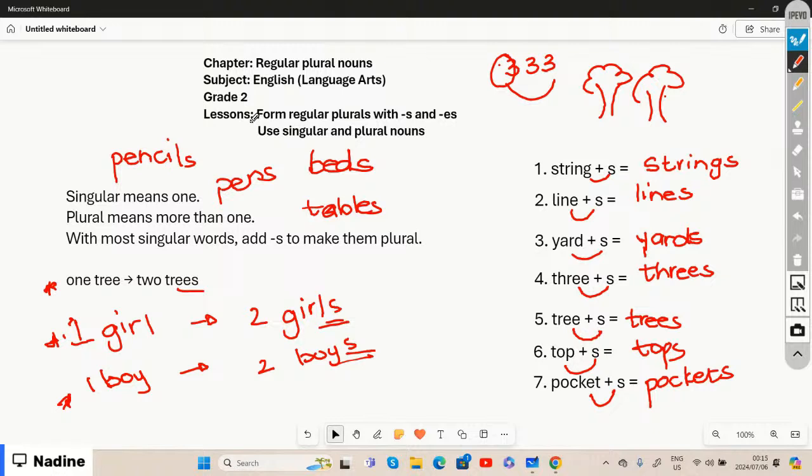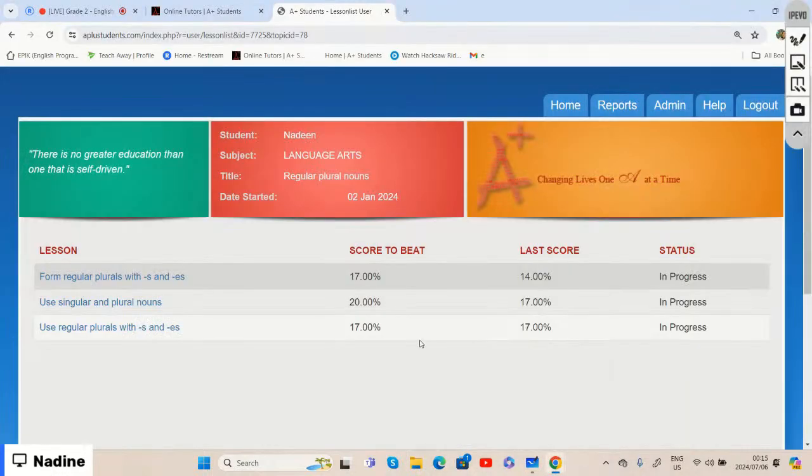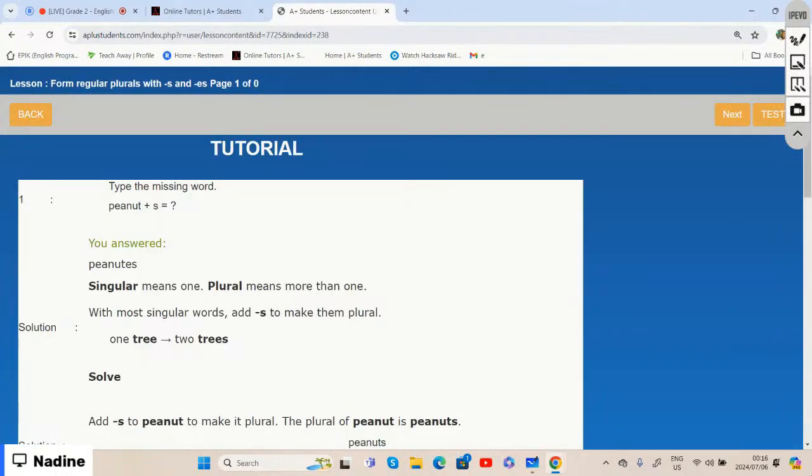All right, so now we're going to aplusstudents.ca, and we are going to form regular plurals with S and ES, and then we're going on to our test. So we're going to form regular plurals with S and ES. And we said that singular means one, plural means more than one, and we add an S to most of our singular nouns, and then it will make plural.